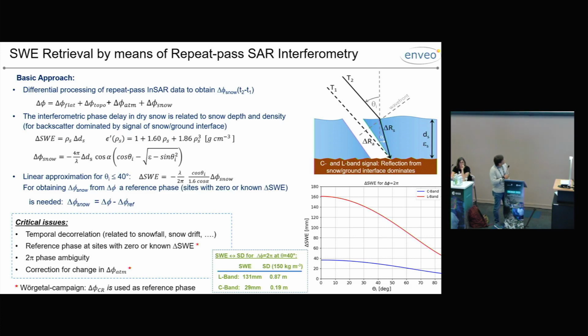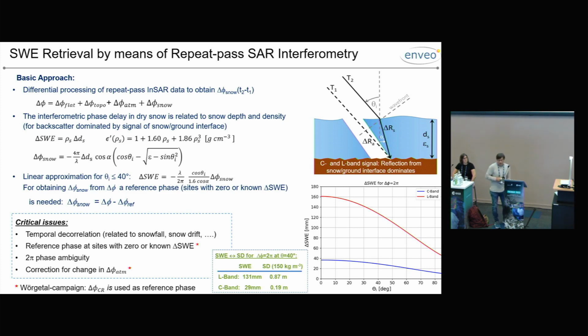And here on the right graph, you see the change of the snow water equivalent for one full phase cycle, in dependence of the local incidence angle for C and L-band. And when we look here, I give you some numbers. For an incidence angle typically of 40 degrees, which was in the center of the image, we have at C-band about 29 millimeters of delta snow water equivalent change, which corresponds for fresh snow actually to only about 20 centimeters. So this 20 centimeters snowfall in the Alps is a very small snowfall, and can also be accumulated by snow drift.